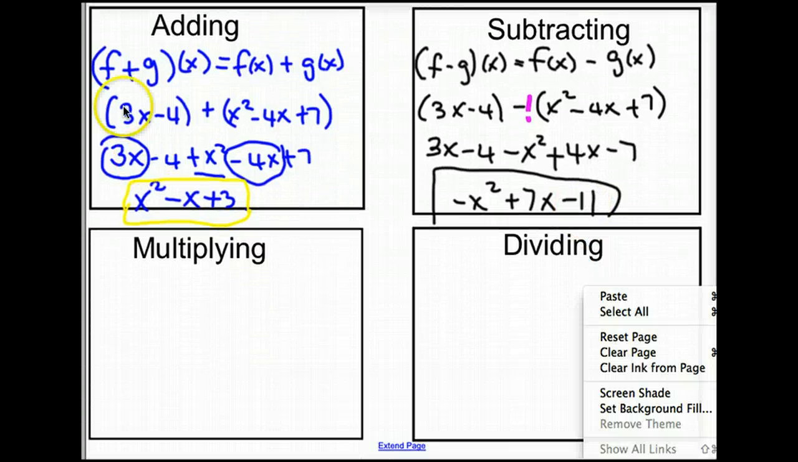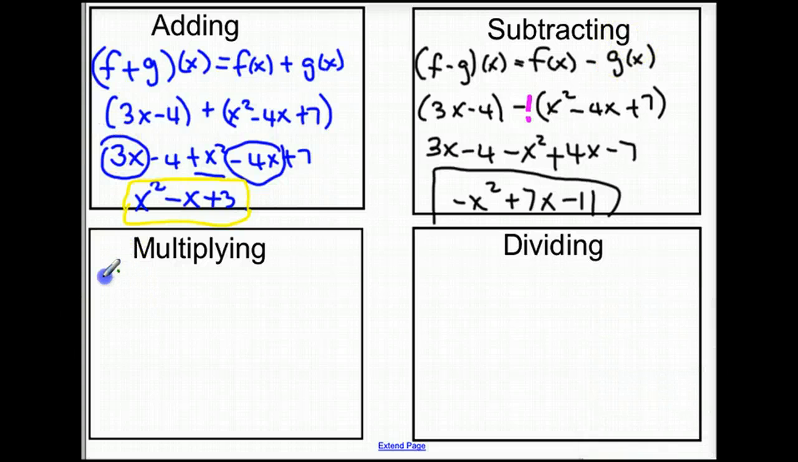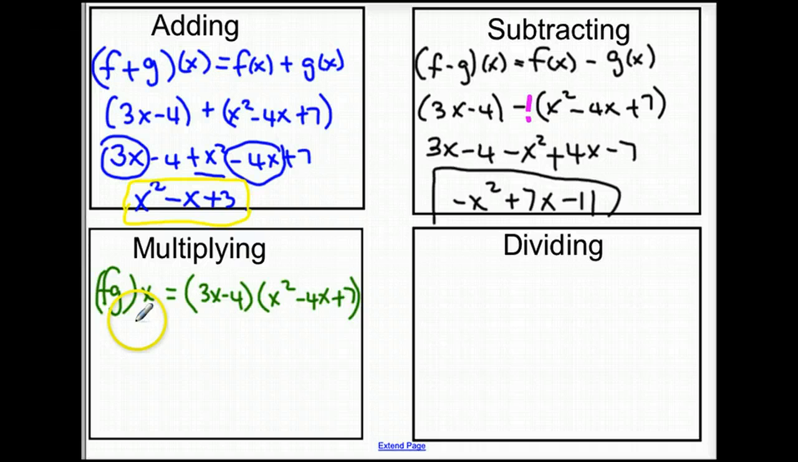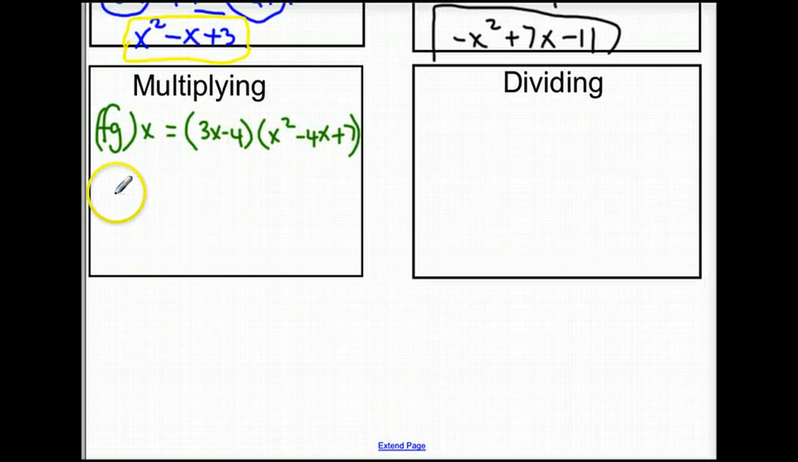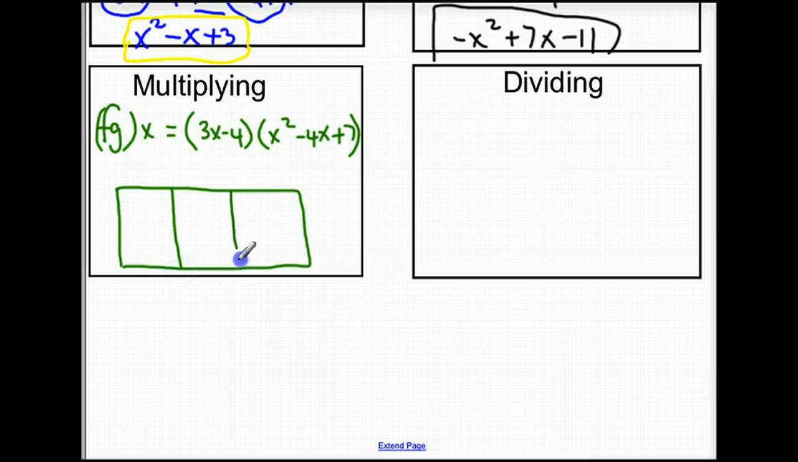Multiplying will be written as f of g of x. So f of g of x is 3x minus 4 times x squared minus 4x plus 7. So we're going to go ahead and do my box method here. Remember, this time I'm going to need a 3 by 2 because I have 3 terms in one and then I have 2 in another. So this becomes 3x. It doesn't matter if 3 is on this side or that side. And this is minus 4. I have x squared minus 4x, and this is a 7.